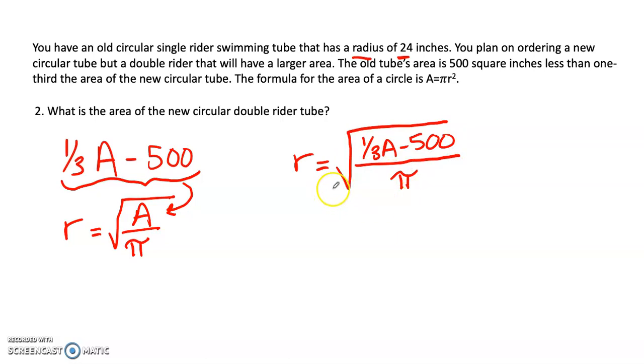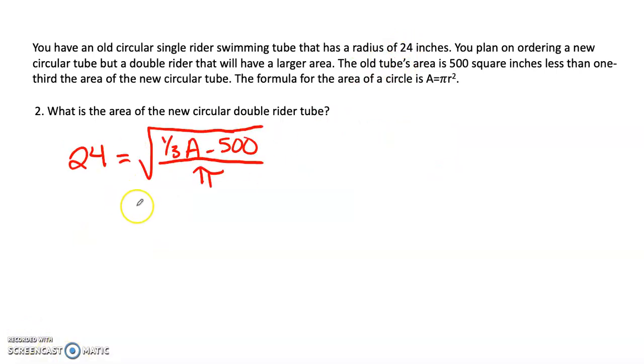All right, I just rewrote our equation, plugging in 24 for r. So I'm going to start to solve for the area of our new double rider tube. Because everything's under the square root, in order to get rid of the square root, I'm going to square both sides. It'll cancel out the square root, and 24 squared is 576.